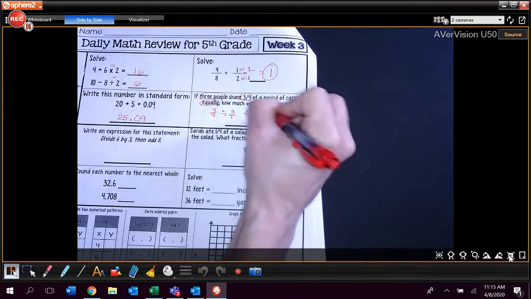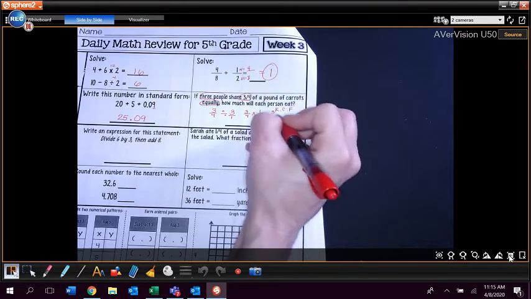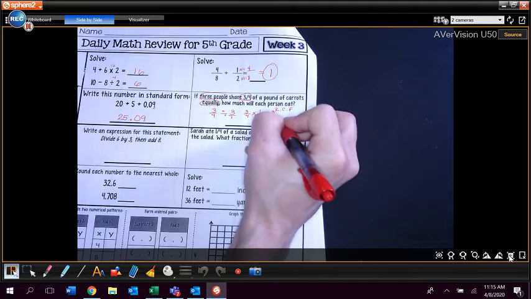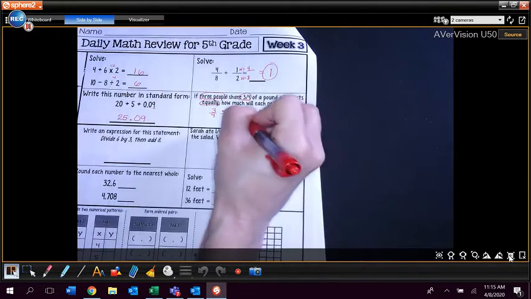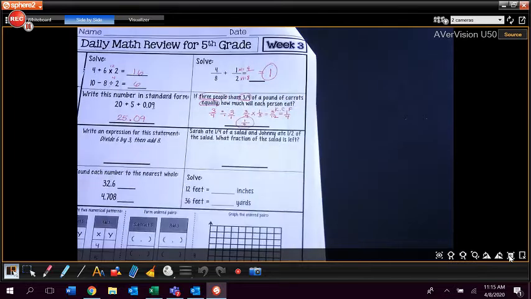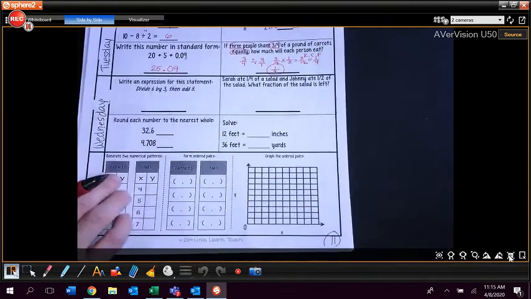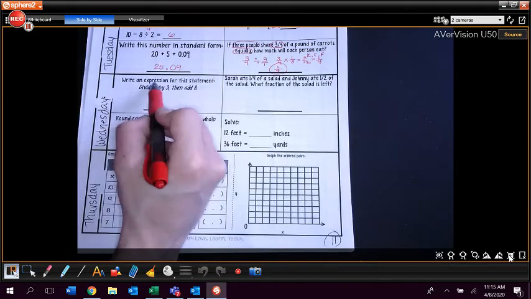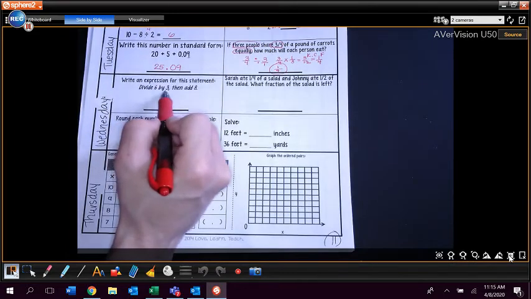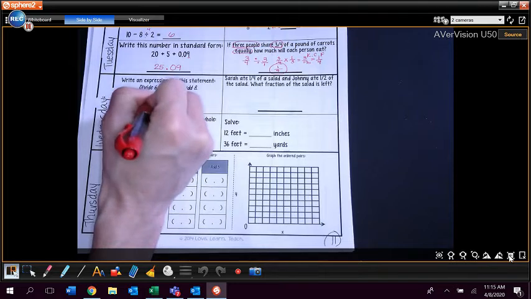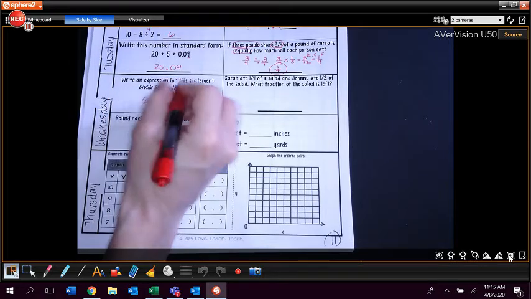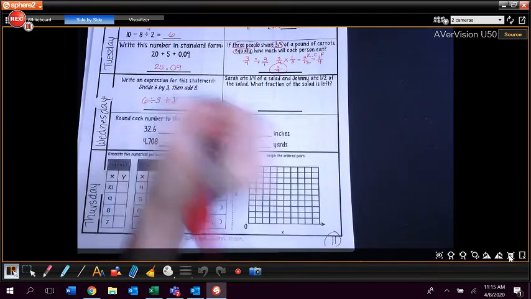3 times 1 gives us 3. 4 times 3 gives you 12. If you simplify this, it gives us 1/4. So here the answer was 1/4. If you go on to Wednesday, write an expression for the statement, divide 6 by 3, then add 8. So we would divide first, 6 divided by 3, and then we add 8. That is what you should have gotten.